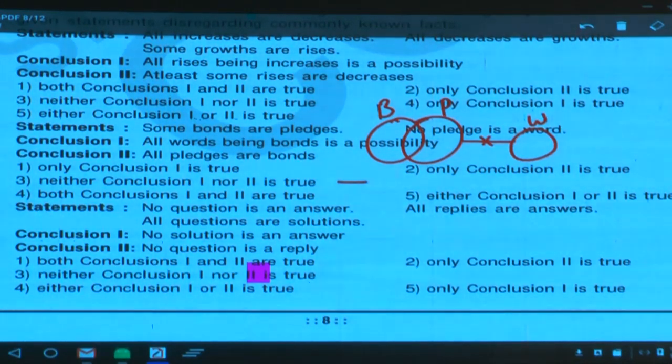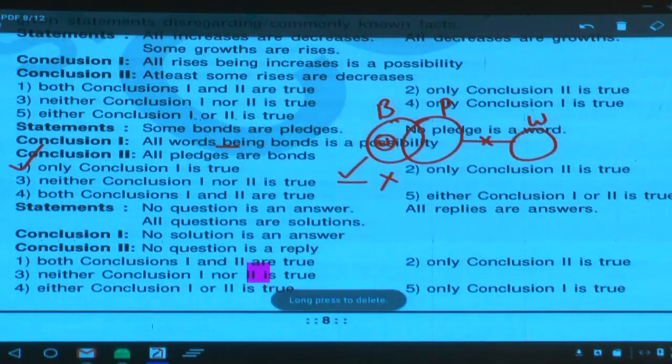And the second one, all pledges are bonds, is false because only some of the pledges are bonds but not all. The second conclusion does not follow. Then coming to the first one, all words are bonds is possible. Can we draw this word like this or not? This word should not intersect with the pledge, but it can come into this bond. Hence the first conclusion is possible. Then what is your answer here? Only conclusion one is true, that is choice 1. Question number 68, choice 1.